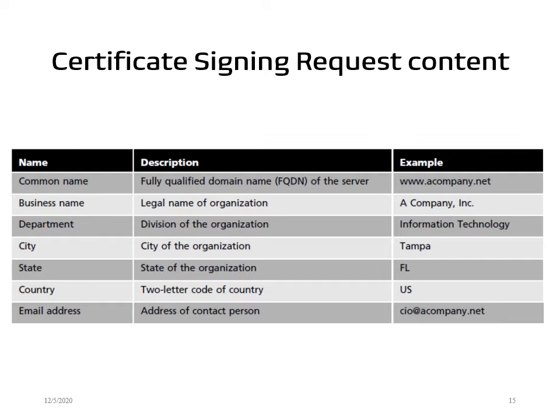Let us take a look at the CSR, the certificate signing request. What are all the contents that have to be verified before issuing the digital certificate? The name, company name, business name, department, city where it originated, the state, country, email address: everything will be validated. The information is validated by the CSR, certificate signing request, before issuing the certificate.